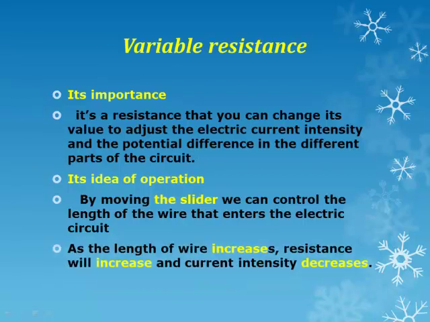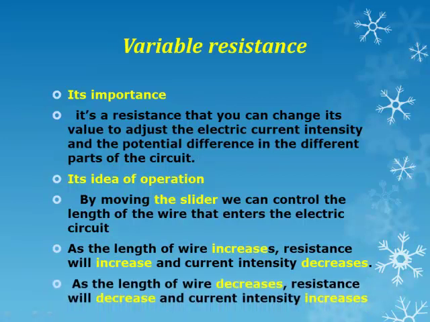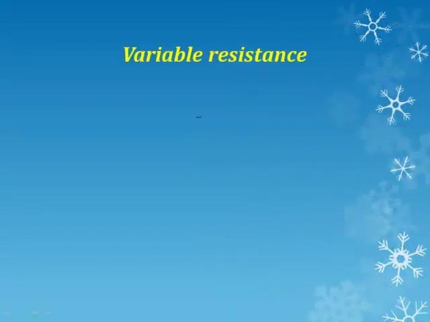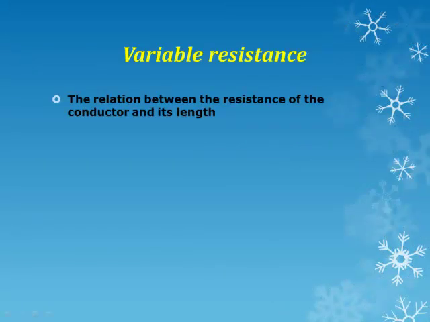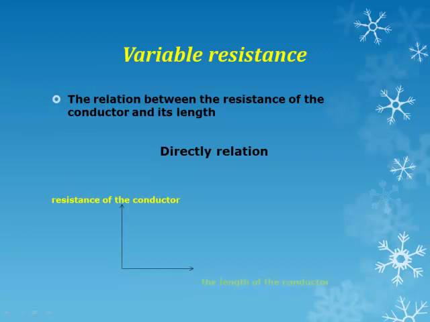Excellent. As the length of wire increases, resistance will increase and the current intensity decreases. Vice versa, when the length of wire decreases, resistance decreases and the current intensity increases. Excellent. So the relation between the resistance of a conductor and its length is a direct relation. When we want to represent it by a graph, we will obtain this straight line passing through the origin.